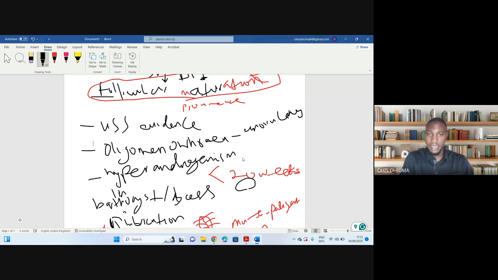And then there's hyperandrogenism, right? These are the 3 criteria. The criteria is saying that you need just 2 to make a diagnosis. That's what the criteria is trying to say.